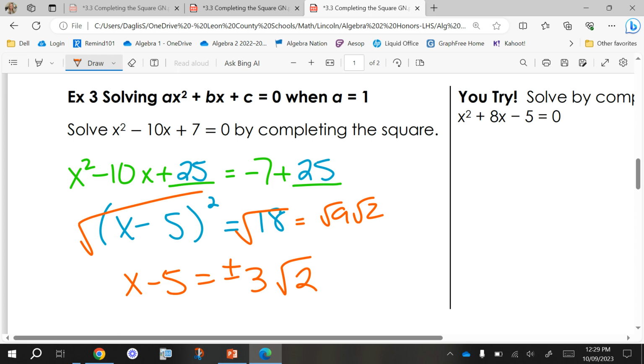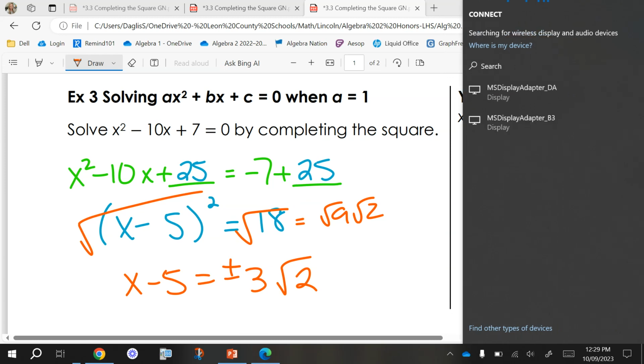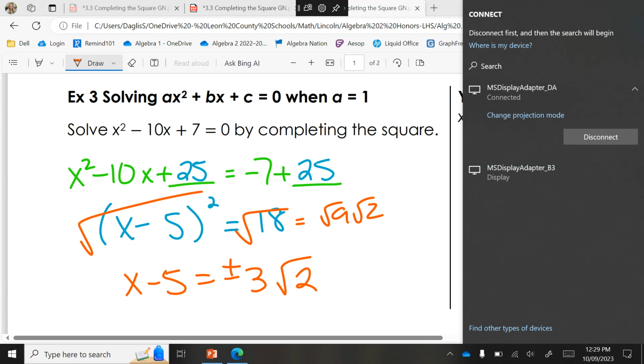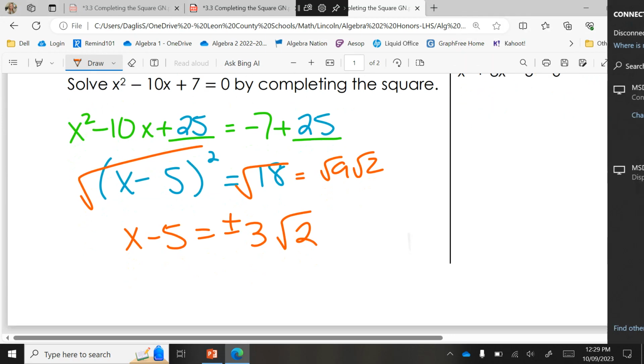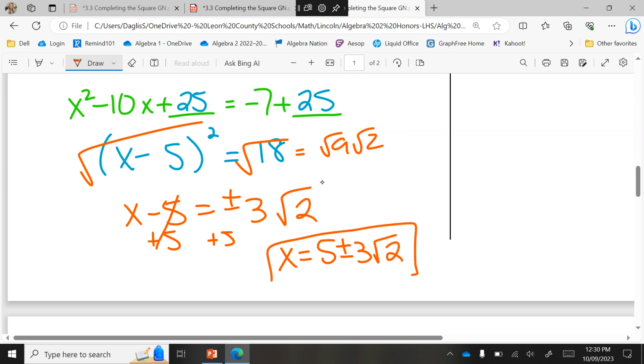We're almost there. We have one more thing that we have to do, because the x is not by itself. So what am I going to have to do? Add 5. There we go. So when we add 5 over, we get x is equal to 5 plus and minus 3 square root 2. Like that. Okay. How come I can't make it 8 square root 2?